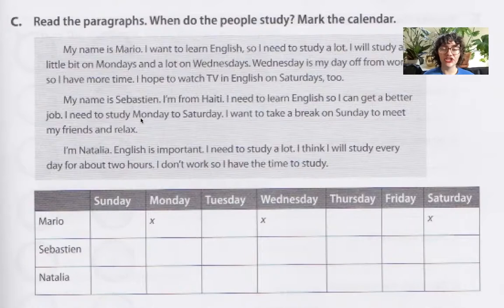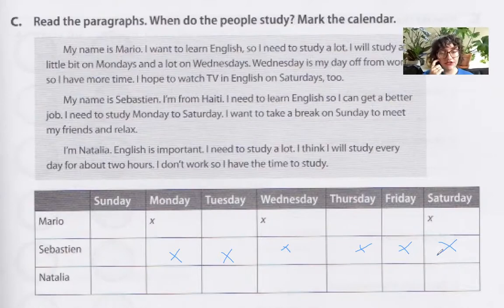So now let's look at Sebastian. My name is Sebastian. I'm from Haiti. I need to learn English to get a better job. I need to study Monday to Saturday. So that means he's studying Monday, Tuesday, Wednesday, Thursday, Friday, and Saturday. So all of those days, Monday to Saturday. I want to take a break on Sunday to meet my friends and relax. So he does not study on Sunday.